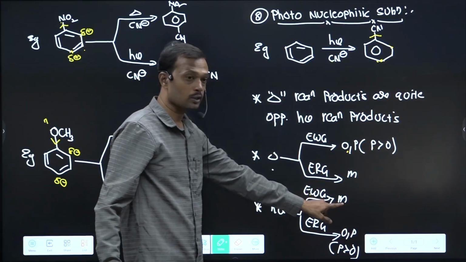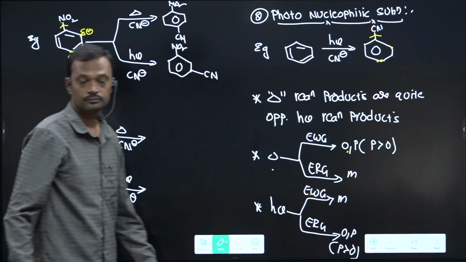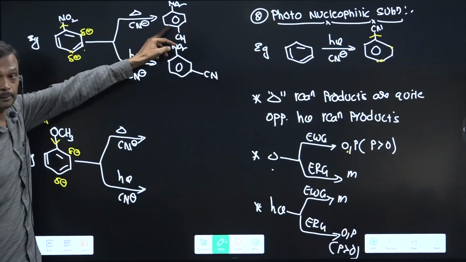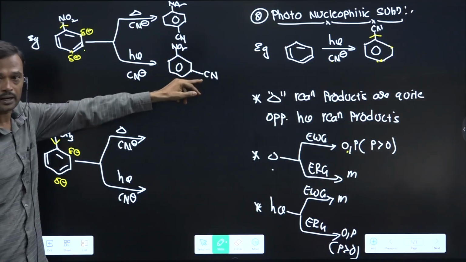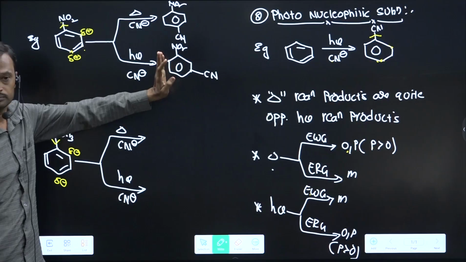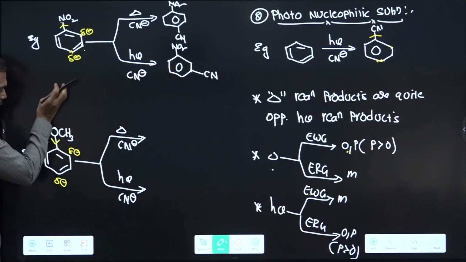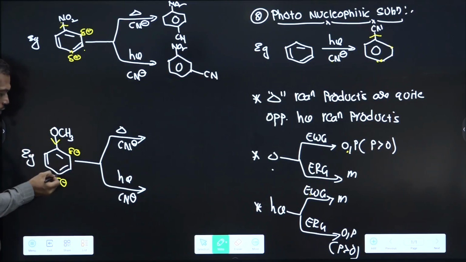Electron withdrawing group is what? Meta director. So don't write ortho. Here, if we are writing para, you will say, sir, here I want to write para or ortho. Wrong. Quite opposite. Now see, it is releasing electron where electron density is very high, ortho and para.